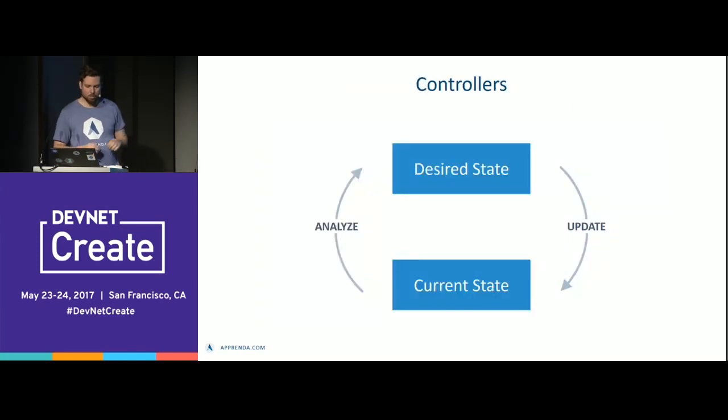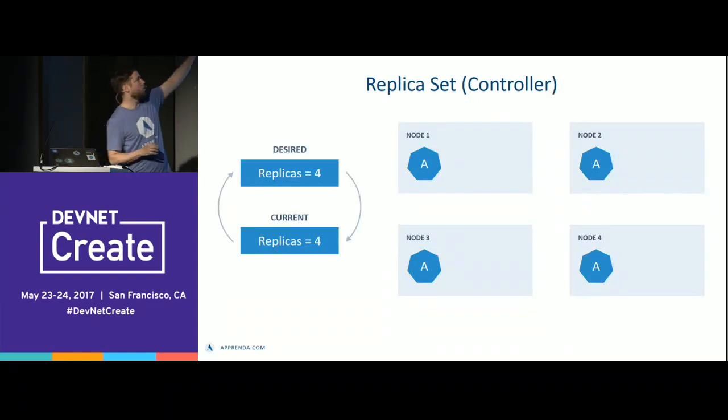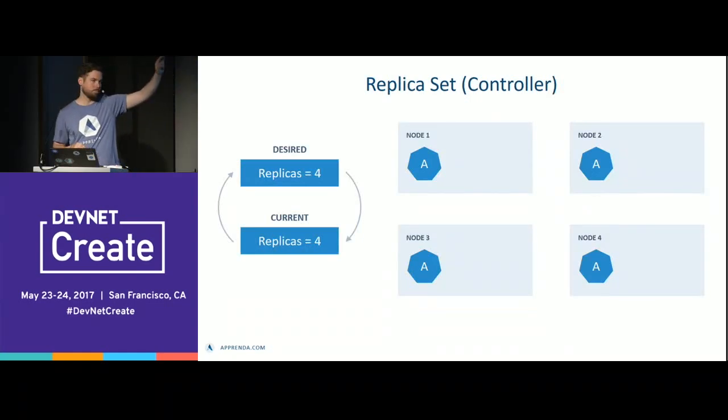So controllers in Kubernetes. I don't know how many of you are familiar with desired state configuration management. If you are, that's what this controller is doing. So you define how many instances of an application you want. Say I want 4 instances of my application out there. And you're letting Kubernetes actually schedule that application to all the different infrastructure.